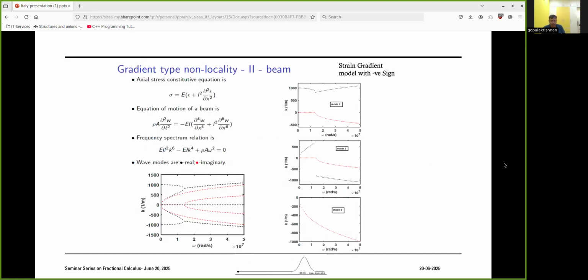So this is the beam with positive sign, the strain gradient model. Again, you see the pattern is similar. The only thing is that the real and imaginary parts are interchanged. All the modes are complex, and instead of the imaginary part, you see the coalescence happening in the real mode. And next slide, please.